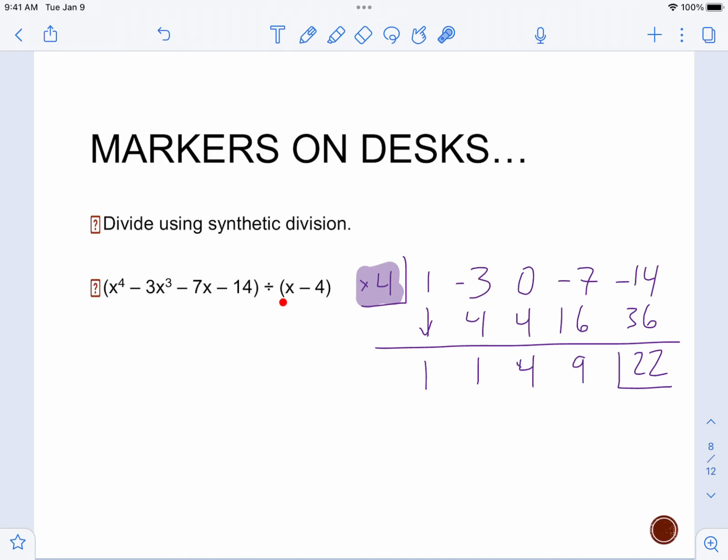All right, so when I rewrite that for my final answer, it's going to be x cubed plus x squared plus 4x plus 9 plus 22 over our divisor x minus 4.